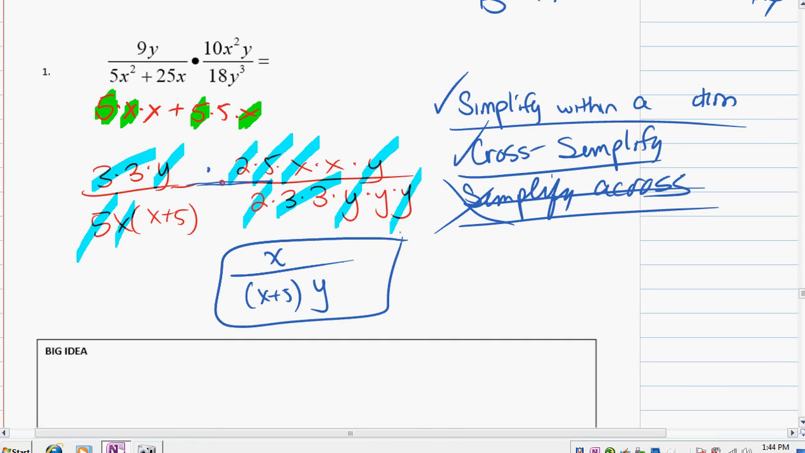And that's it. But I, of course, simplified without looking for my domain restrictions. I should not have done that. I should have started, before I started crossing out, by looking for domain restrictions. So x cannot be, in this one right here, 0. And this third factor there, negative 5. And y cannot be 0 because of all these y's in the denominator. So these are my domain restrictions, and that's my solution.